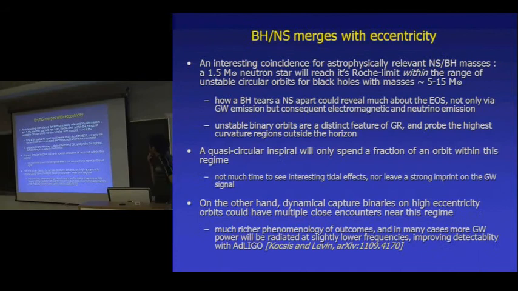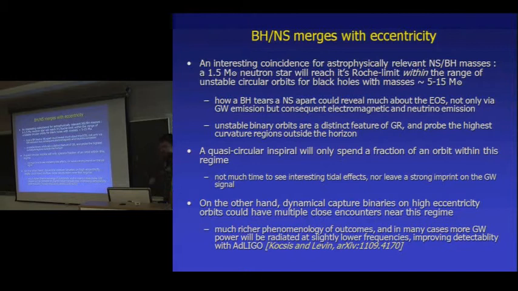Okay, so now let's go to black hole neutron star systems, and there are a couple of reasons why they are perhaps more interesting for initial LIGO. One is, if you just do a back of the envelope calculation with typical neutron star masses and typical black hole masses that we expect, we'll find that the distance at which the neutron star is going to start to be tidally disrupted by the black hole for this range of systems occurs at or outside the innermost stable circular orbit.